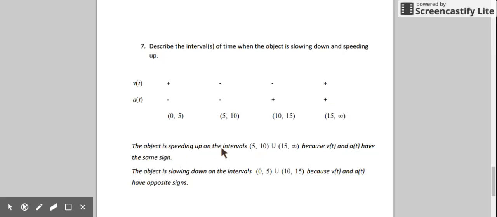The object was speeding up between 5 and 10 seconds and from 15 seconds onward. And the object was slowing down on the intervals between 0 and 5 seconds and between 10 and 15 seconds.